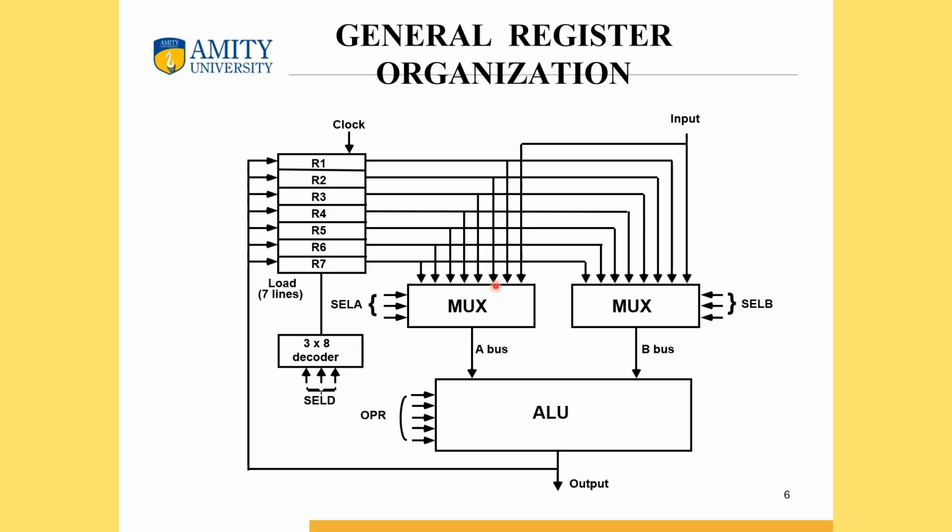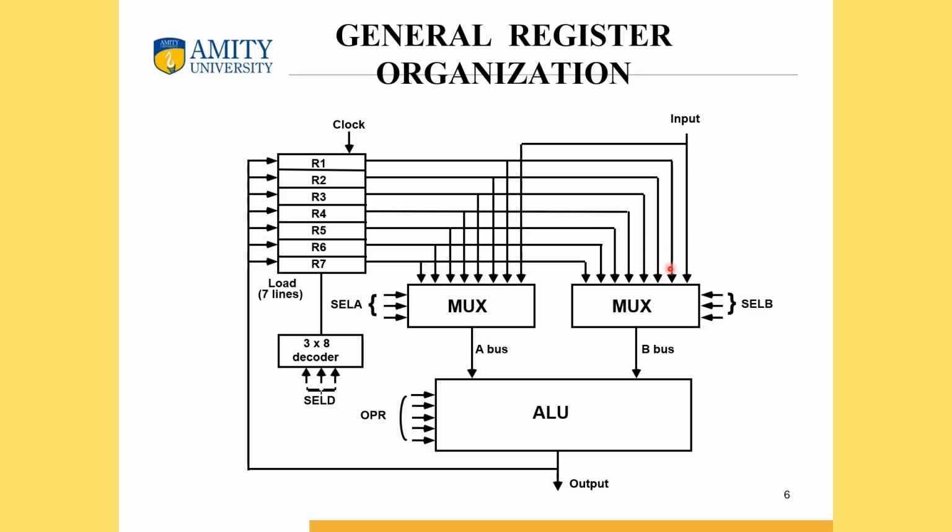The first multiplexer represents the A number, and the second multiplexer represents the B number, so it is the bus for A and the bus for B. The first mux has select lines for A known as SELA, so select A, and the second one has select lines for B, SELB, and each mux also has one input, that is the external input. So these select lines help in deciding which register is going to go to A and which one will go to B through the common bus.